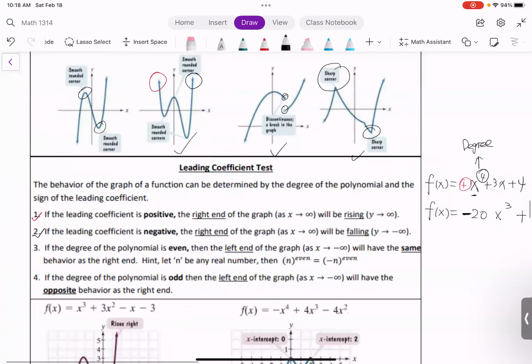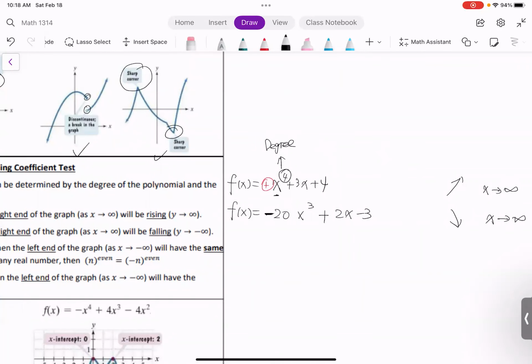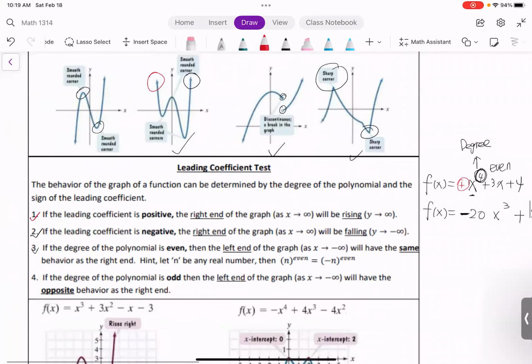Number 3, if the degree of the polynomial is even, the left end will have the same behavior as the right end. Now the first function has degree 4. 4 is even. Even means the same behavior. So the right end is going up, then the left end has the same behavior, also going up. And number 4, if the degree of the polynomial is odd, then the left end will have the opposite behavior as the right end.